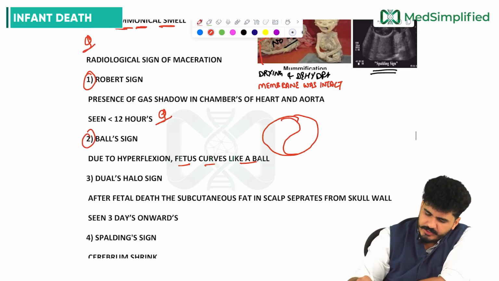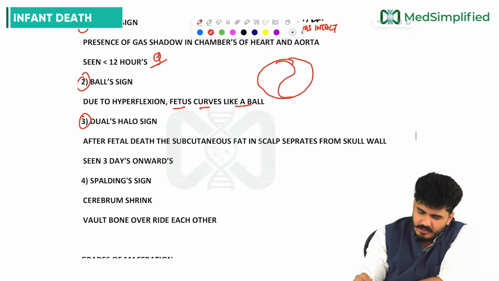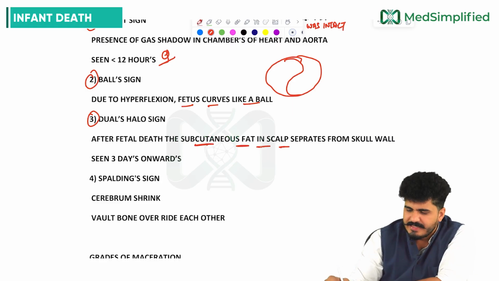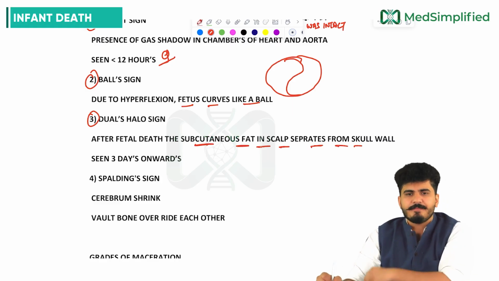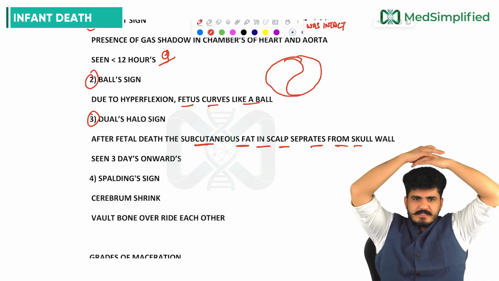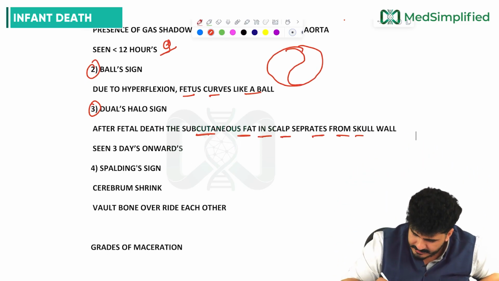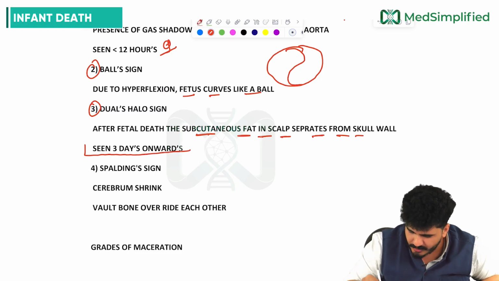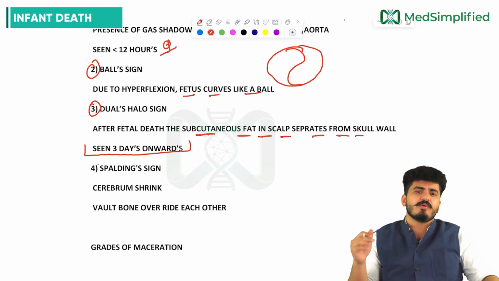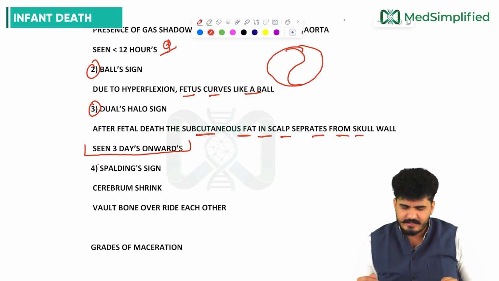Then coming to the Duval's halo sign. After fetal death, the subcutaneous fat in the scalp separates from the skull wall, and this is seen from 3 days onwards. If the intrauterine death has happened 3 days earlier, only then is it going to be visible.